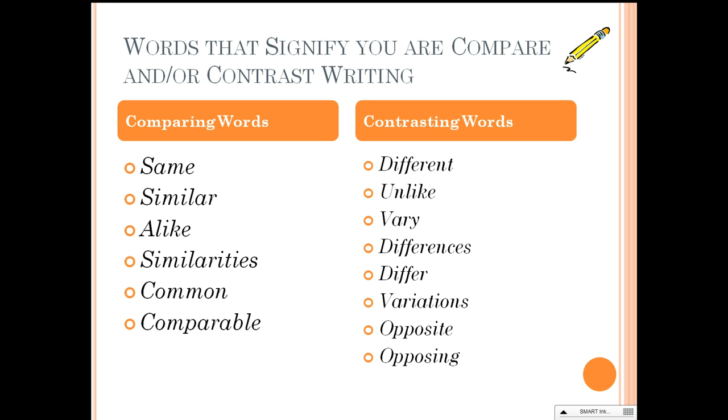Likewise, if you're contrasting, words like different, unlike, vary, differences, differ, I like that one. Variations is also good. Opposite or opposing. Clearly, you can go through these lists and pick out things that are a little bit more higher level vocabulary. So that might not be a bad idea, actually. Go through and kind of circle the ones that you think sound a little smarter, if you will. Again, you should be writing these words down. There's a pencil in the top right-hand corner, just to remind you.